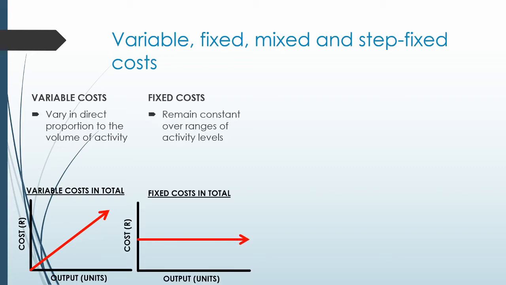We then have fixed costs. These costs remain constant regardless of the activity level. We could think here of factory rental. If we have rented a factory, the rental cost remains the same no matter how many units we produce in that factory.